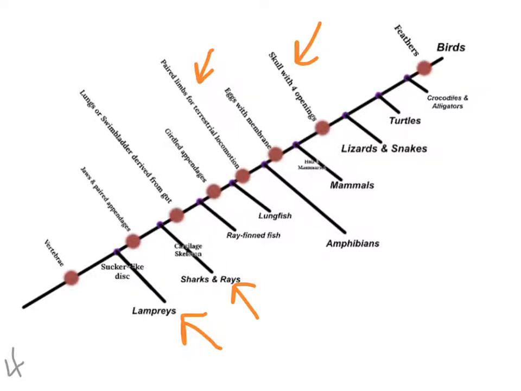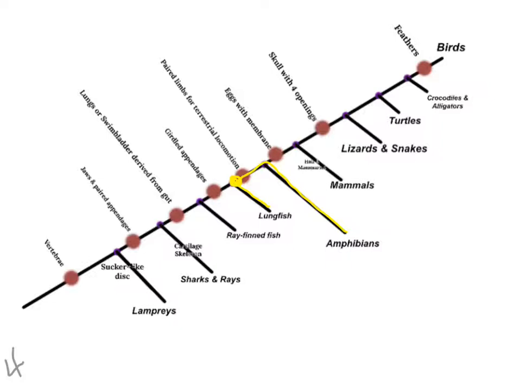So, let's find the common ancestor of lungfish and amphibians. Same process. Here's my lungfish. Here's my amphibians. Oh, there's their common ancestor. It's the point where the furthest back line comes off of the main line. Easy. Trace their lines back to where they share a common point.